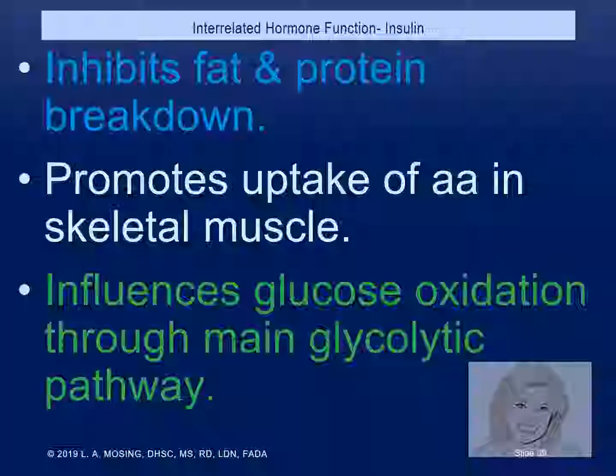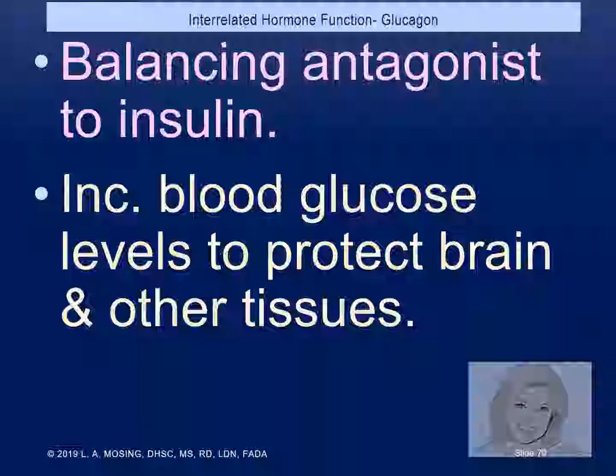So with insulin, it also keeps everything in balance, right? So it inhibits fat and protein breakdown. It promotes the uptake of amino acids in skeletal muscle, and it influences glucose oxidation through the main glycolytic pathway. So how do we keep this in check?